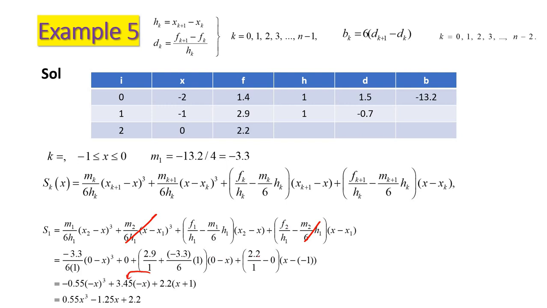And then F2, 2.2 over 1. M2 is 0. X1 is negative 1. So 2.2 times x plus 1. You may leave it here or you can expand. Simplify, and lastly you will get the natural cubic spline for S1.